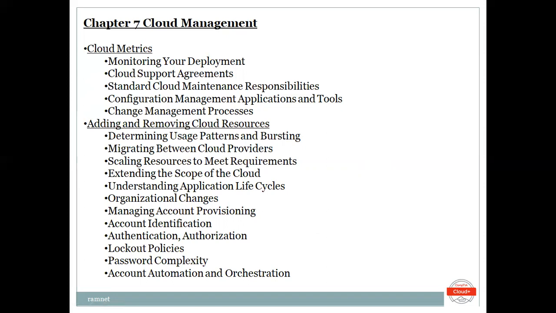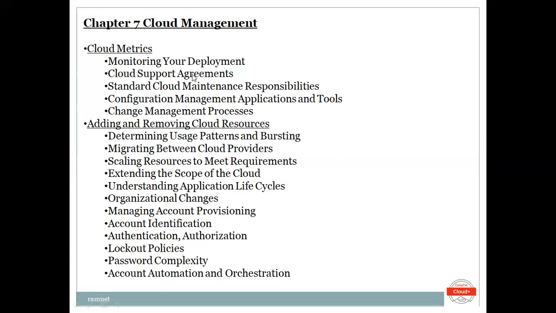Adding and removing cloud resources, determining usage patterns and bursting, migrating between cloud providers. You can even migrate a machine from AWS to Azure. That's possible. That is the migration between cloud providers. Scaling the resources to meet the requirements, extending the scope of cloud, understanding application life cycles, organizational changes, managing account provisioning, account identification, authentication and authorizations, lockout policies, password complexity, account automation and orchestration.